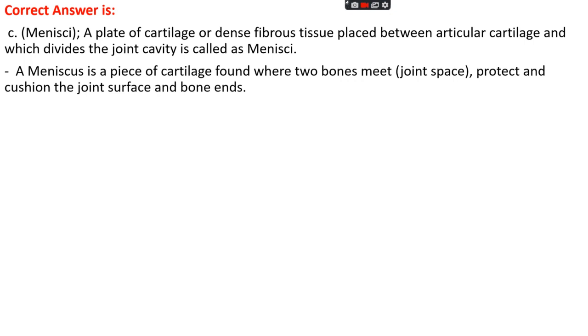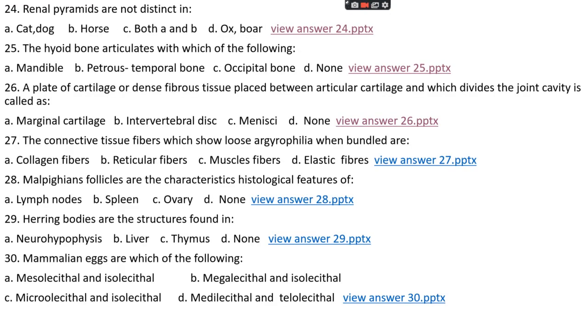A plate of cartilage or dense fibrous tissue which is placed between articular cartilages and which divides the joint cavity is called menisci. A meniscus is a piece of cartilage which is found where two bones meet at a joint space, and its major function is to protect and act as a cushion between the joint surfaces and the bony ends.